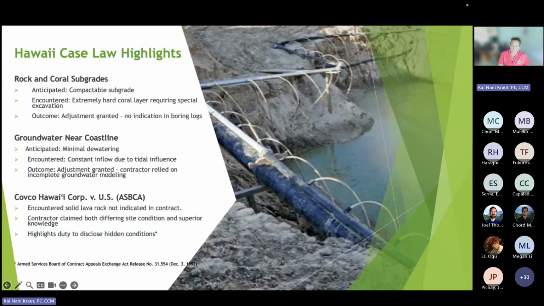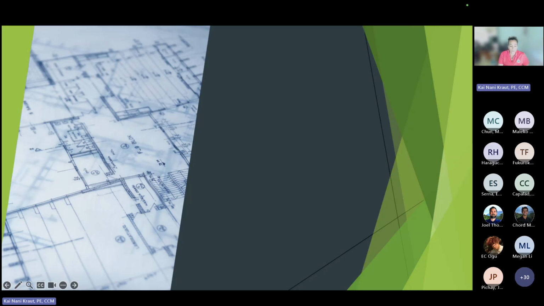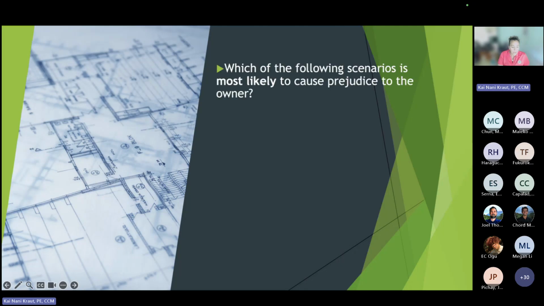And that's why I think the conversation warrants a little more time, especially per comments we got last time, to have more examples. Okay, and this is a little bit of a review of last time because we did talk about prejudice. So which of the following scenarios is most likely to cause prejudice to the owner?